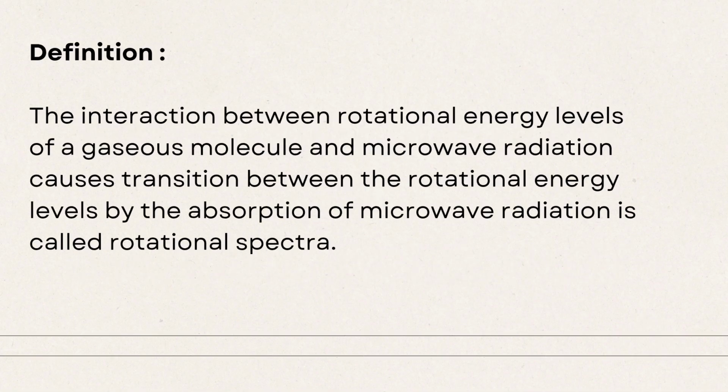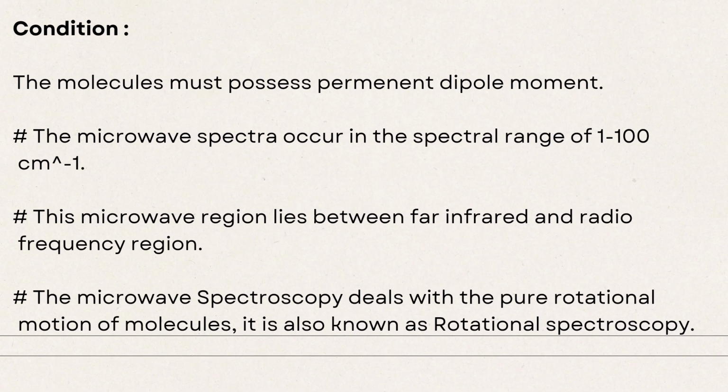The definition of rotational spectra is that the interaction between rotational energy levels of gaseous molecules and microwave radiation causes transition between the rotational energy levels by the absorption of microwave radiation, which is called a rotational spectrum. That is, when a molecule absorbs microwave radiation, the interaction between rotational energy levels of the molecule and the microwave radiation takes place. Then it causes the transition of rotational energy levels. The condition for rotational spectra is that the molecule must possess a permanent dipole moment.